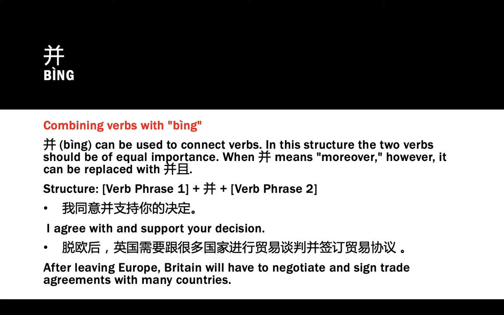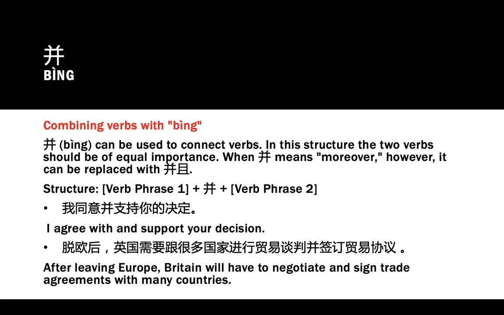Okay, next. 并. It can be used as a combining verb. It's used to connect verbs. In this structure, the two verbs should be of equal importance. And when 并 means moreover, however, in this case, it will be replaced with 并且. So when you use 并, the simple character, it should be used to connect verbs that are of equal importance. The structure should be verb phrase 1 plus 并, and verb phrase 2.